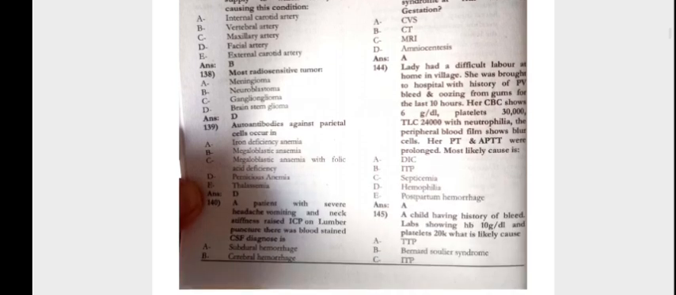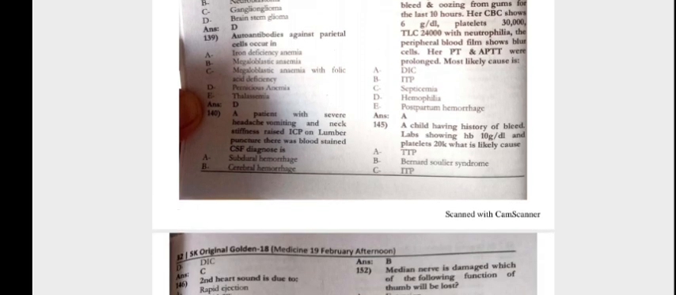The lady has a difficult labor at the home in the village. She was brought to the hospital with a history of the per vaginal bleed and oozing from the gums. CBC shows Hb 6, platelets 30,000, TLC 24,000, neutrophilia. The peripheral blood smear shows the broken red blood cells. Her PT, APTT were prolonged. Most likely the cause is the DIC. The child having history of the bleed, lab shows the Hb 10 and the platelets 20, which is a likely cause.